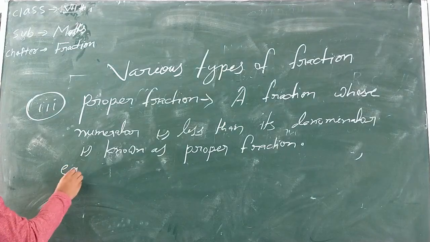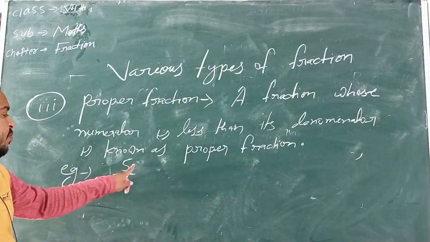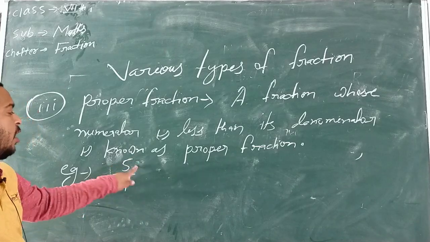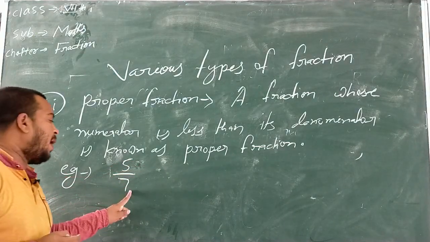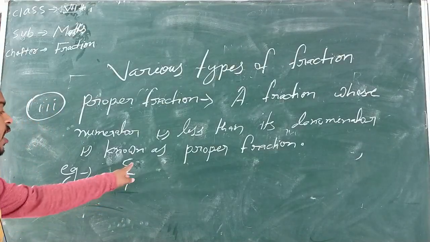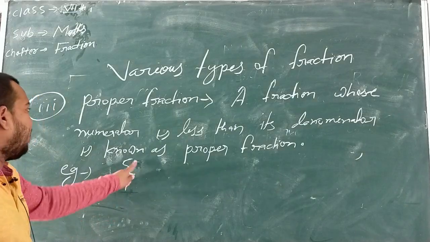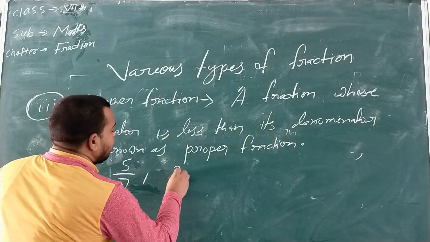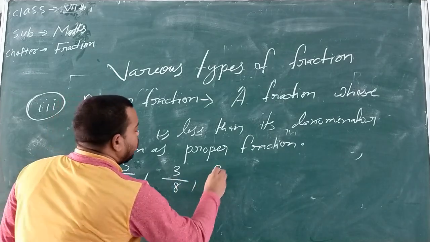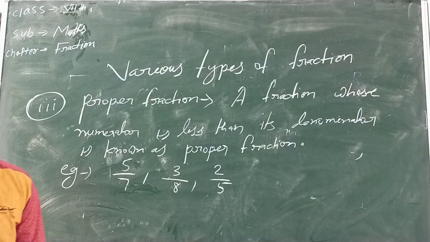We can take an example like 5 by 7. Here 5 is the numerator; the upper part of a fraction is known as the numerator and the lower part is known as the denominator. Here you see 5 is less than 7, so 5 by 7 is a proper fraction. Other examples are 3 by 8 and 2 by 5. These are all examples of proper fractions.